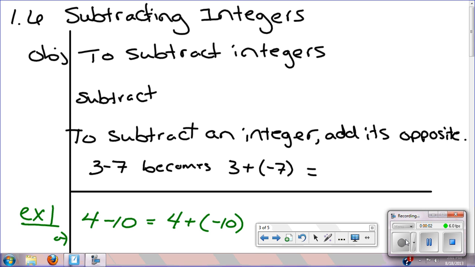Chapter 1, Section 6, subtracting integers. Our objective here is to subtract integers. To subtract an integer, you add its opposite.